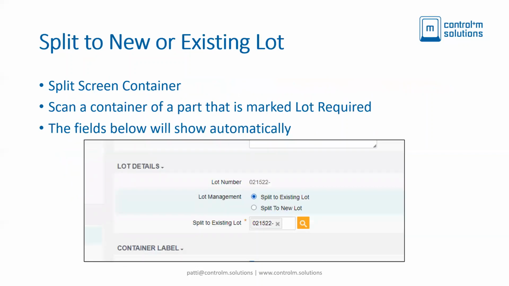Now, the split container screen will allow splitting to a new or existing lot. It's by far the easiest way to change lot numbers. These fields show up on the normal split container screen that you're used to using for the last couple of years. And they're only going to show up if the part or item is marked lot required. So they're automatic if the part's lot required. That means if you don't see them, what you need to do is check that part or item record to make sure that lot required is checked.